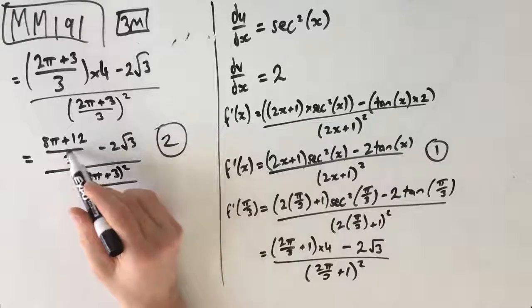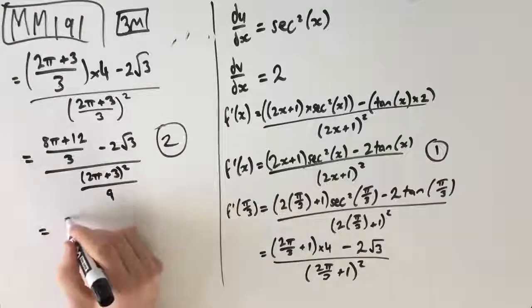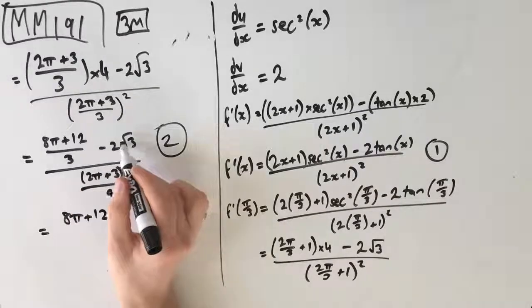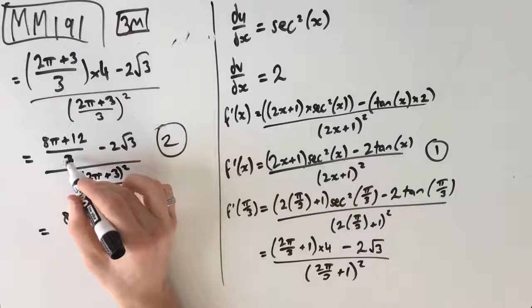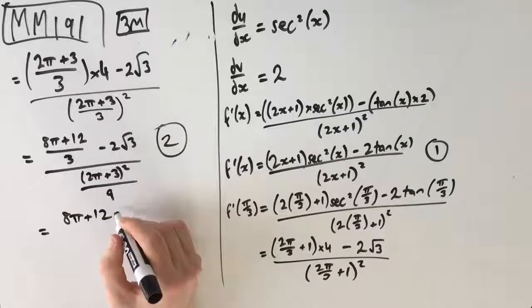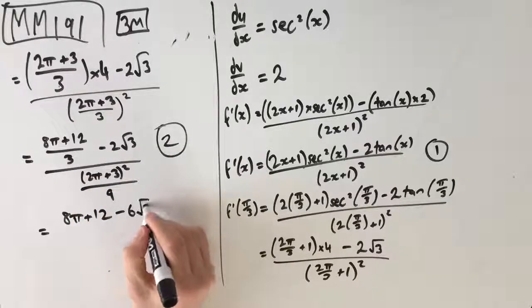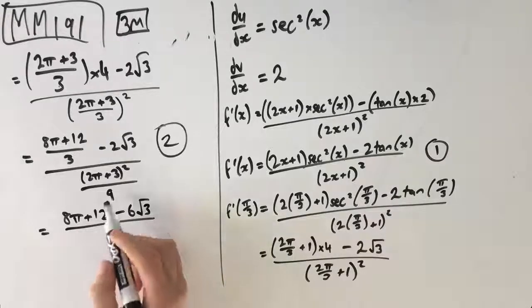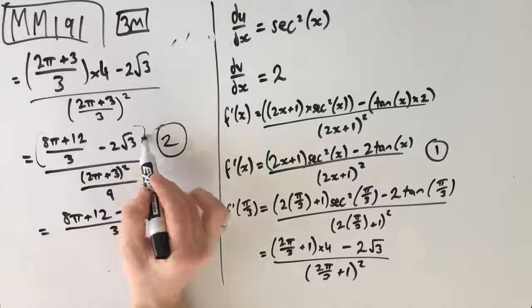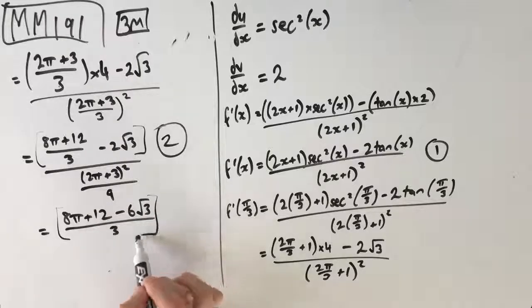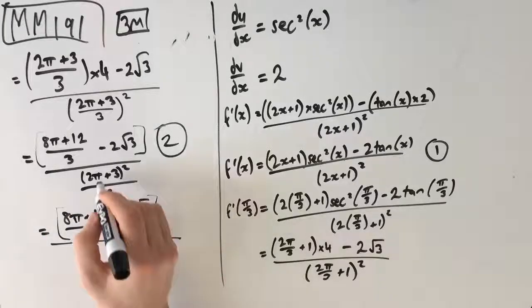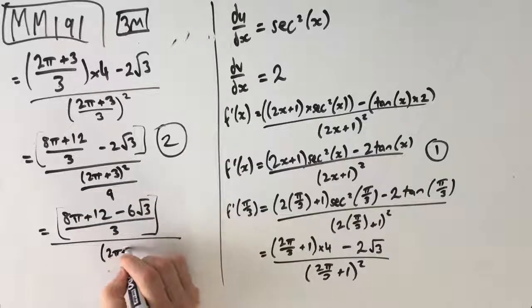So we're going to merge that with this fraction over here. That means we get 8 pi plus 12. Now, we want the fraction to have a denominator of 3, so we multiply by 3 as well, which means we take 6 root 3 all over 3. So what I've done is this little section here is this, and then we've got our big fraction divider over 2 pi plus 3 squared over 9.